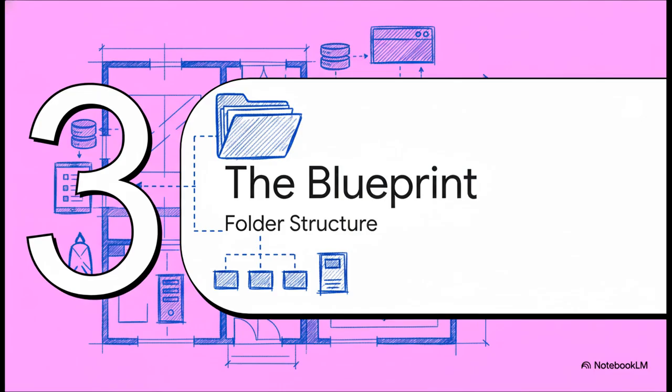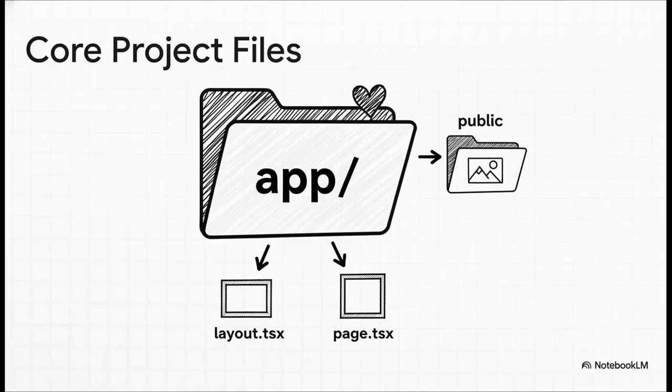So, after that finishes up, you're looking at a brand new folder full of files. Now, I know it can look a little intimidating at first, but think of it like an architect's blueprint for a house. Every file has a very specific job, and once you know what they are, it all makes perfect sense. Let's look at the important ones. Really, most of your time is going to be spent in this app directory. That's the real heart of your application. The public folder, that's just for stuff like images and icons. But the real magic, the stuff we need to talk about, happens in these two files, layout.tsx and page.tsx.